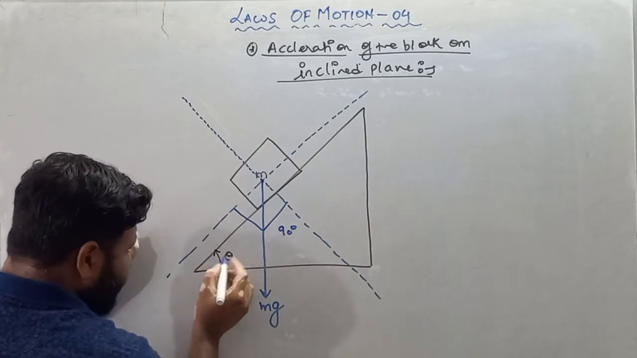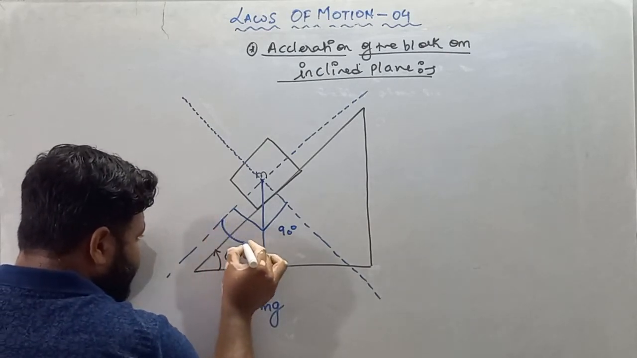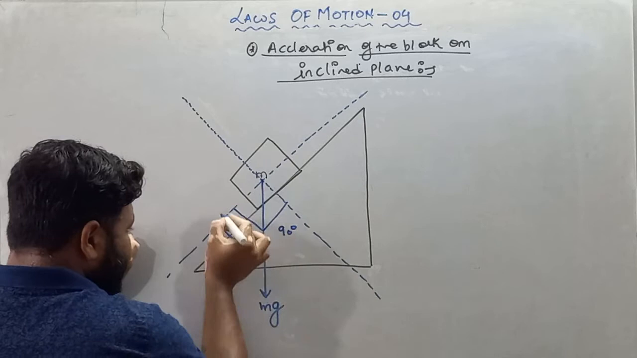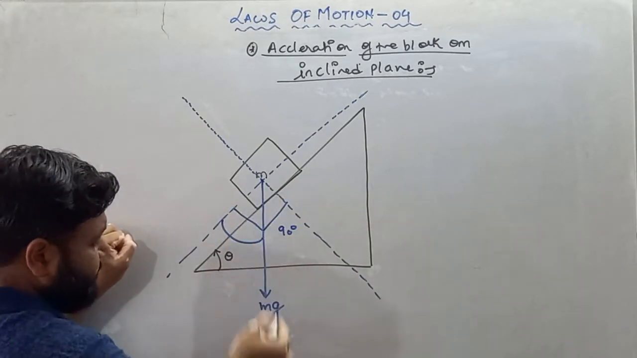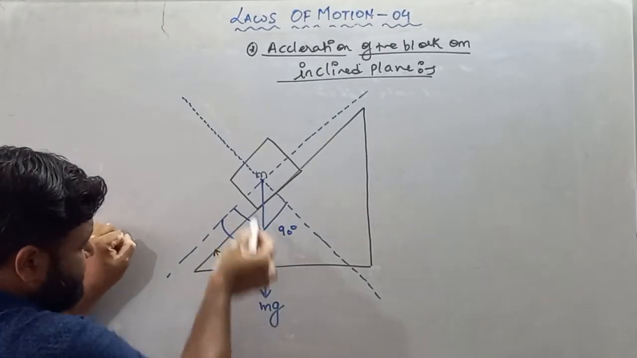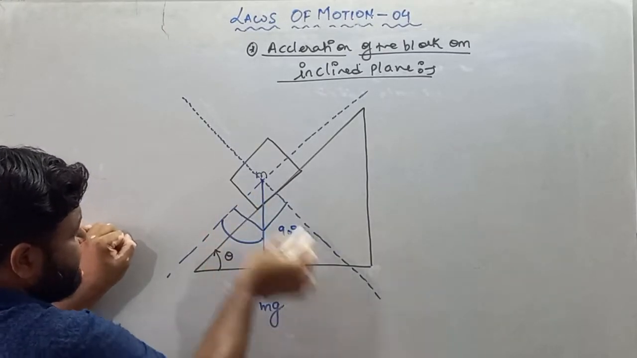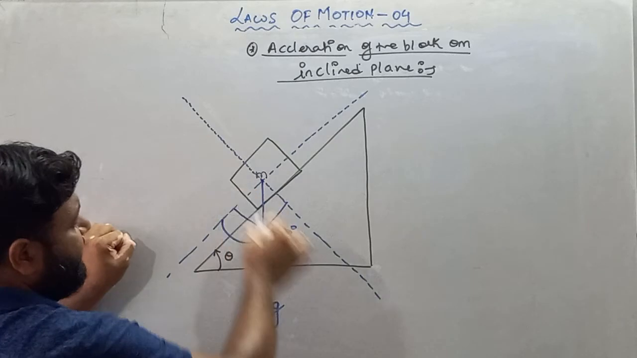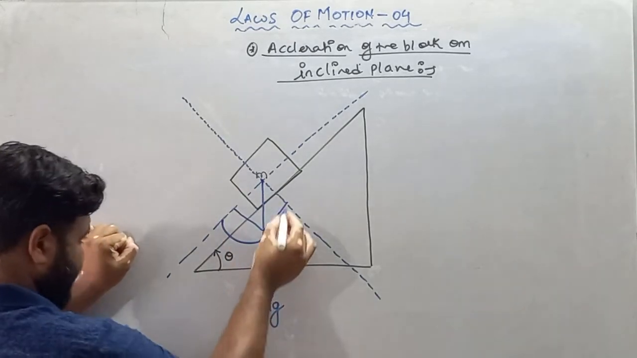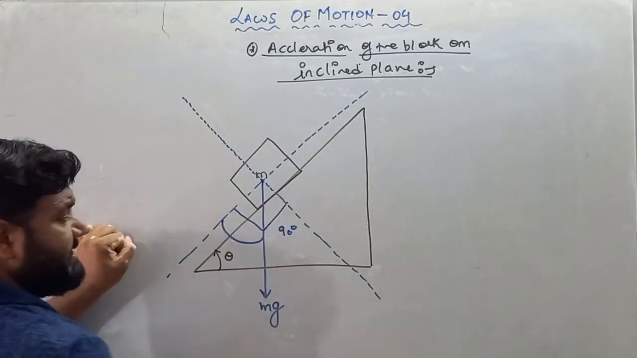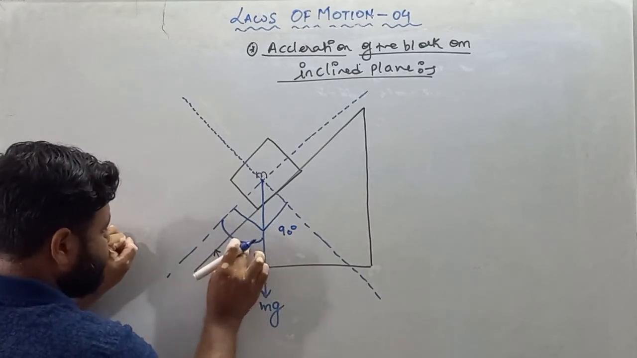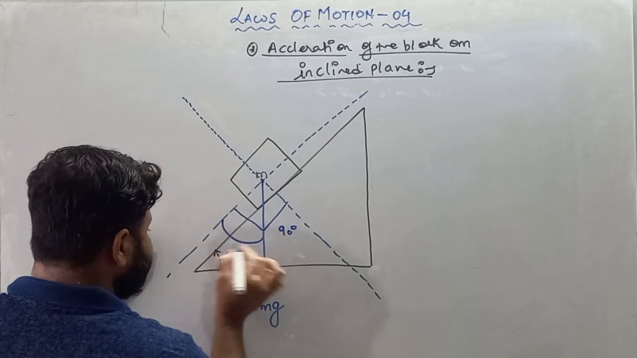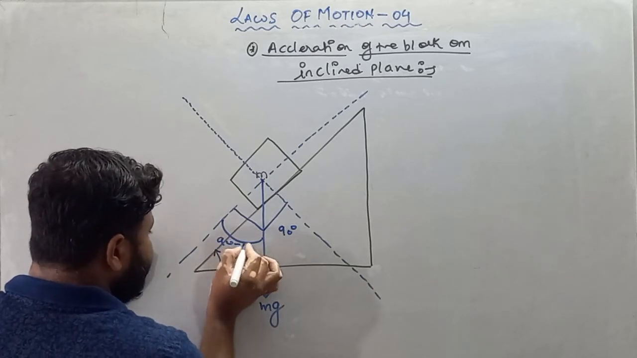So if this angle is theta, then the angle between the x-axis and the weight of the body, remember, my dear student, here you can see that this mg does not lie on the x-axis or the y-axis. So if the total angle between x and y is 90 and the angle of inclination is theta, then between mg and the x-axis it must be 90 minus theta.